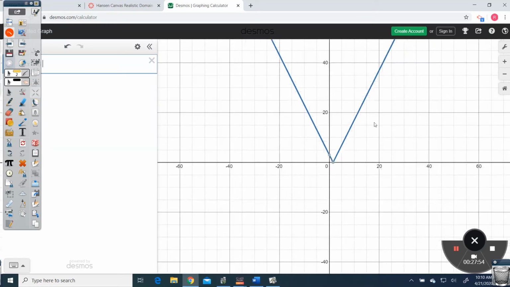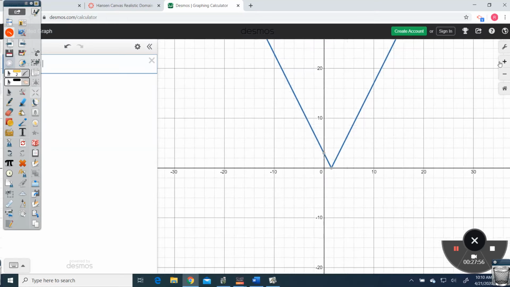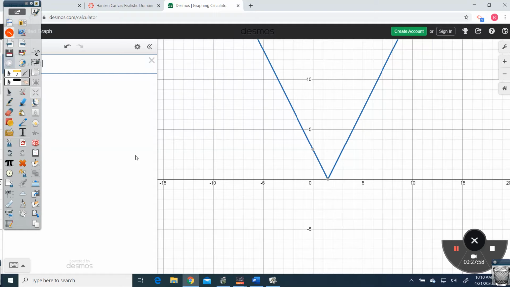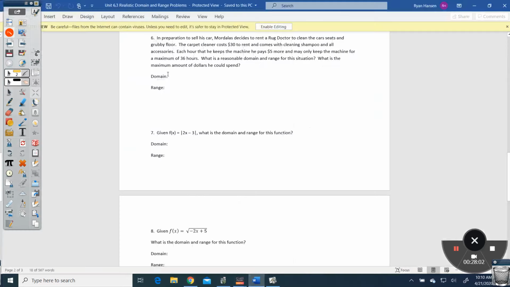Forever. So what values of x could I plug in? I could plug in every value of x that I would like to. Okay, there's no shortage of values of x that I could plug in. So the domain is from negative infinity to positive infinity, or we could say all real numbers.